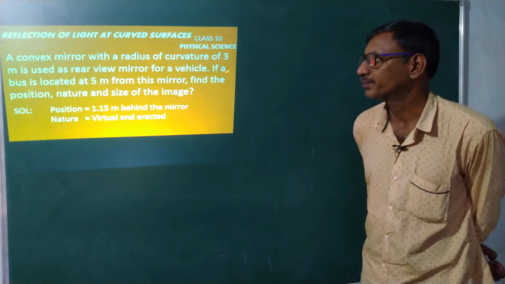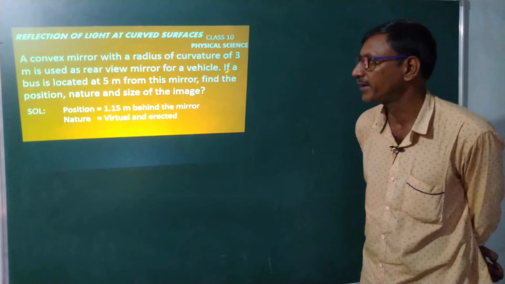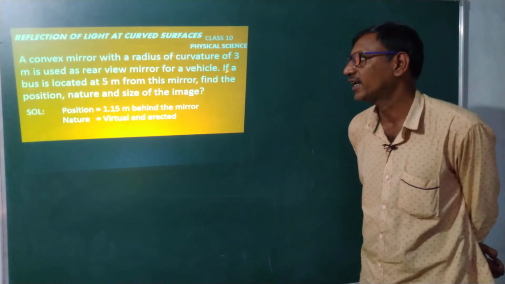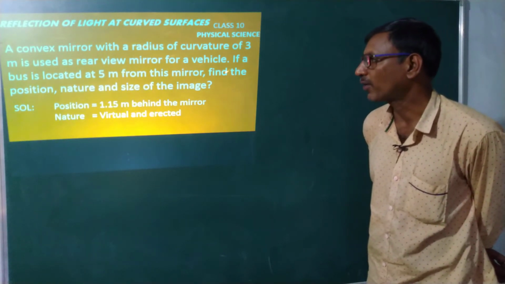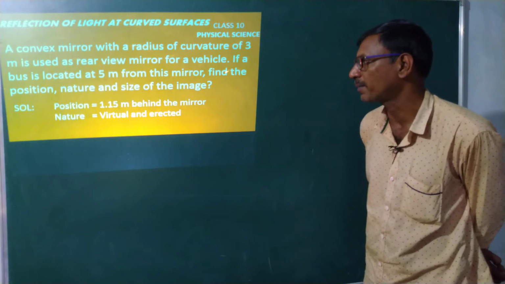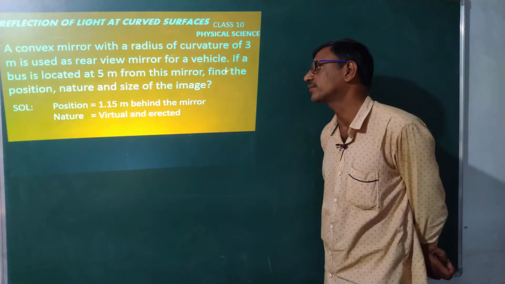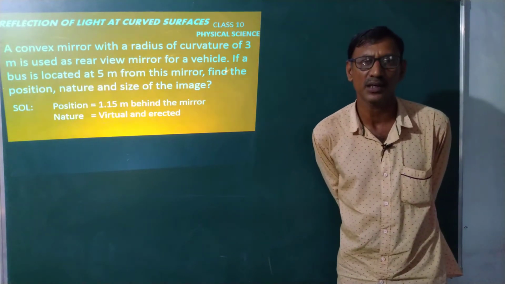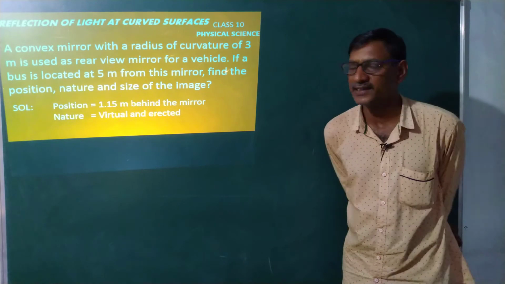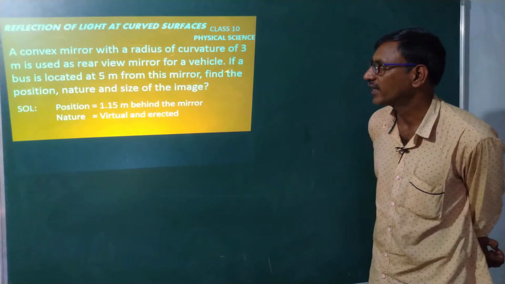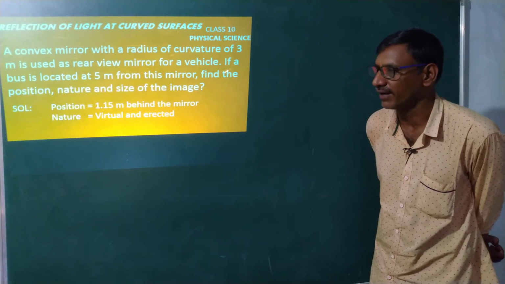Here is the question: a convex mirror with a radius of curvature of 3 meters is used as a rear view mirror for a vehicle. If a bus is located at 5 meters from the mirror, find the position, nature and size of the image. This is the question. We already know convex mirrors are used in vehicles. Here the radius of curvature and the object distance are given.